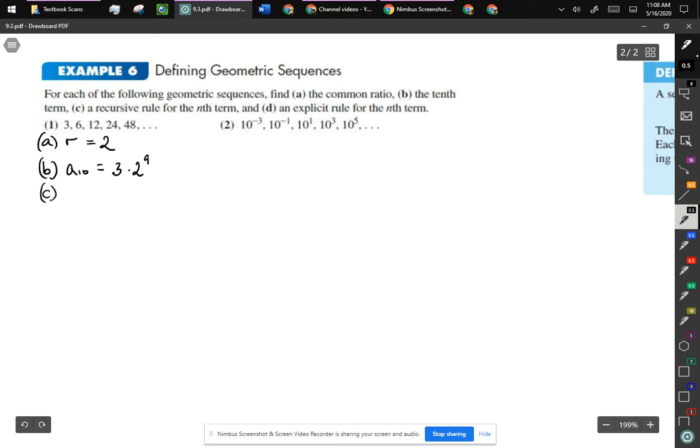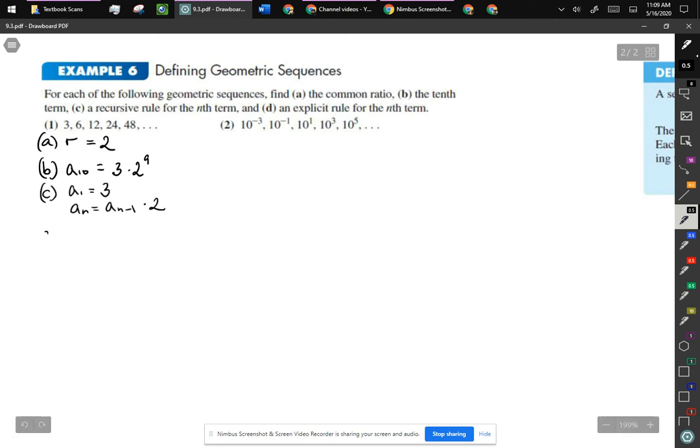The recursive definition should include the base case, the initial number: a sub 1 is 3. And how do we define the recursive rule? It would be a sub n equals the previous number times 2, right? It's always double the previous number.